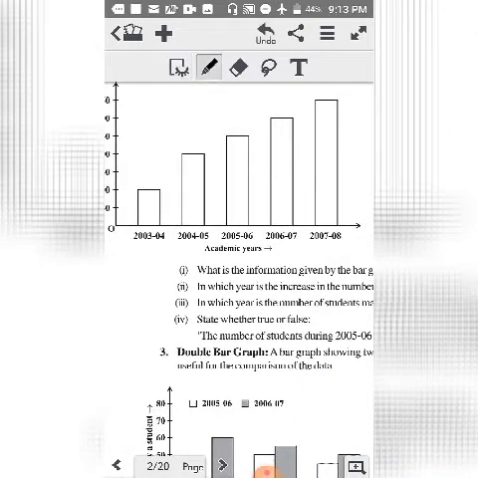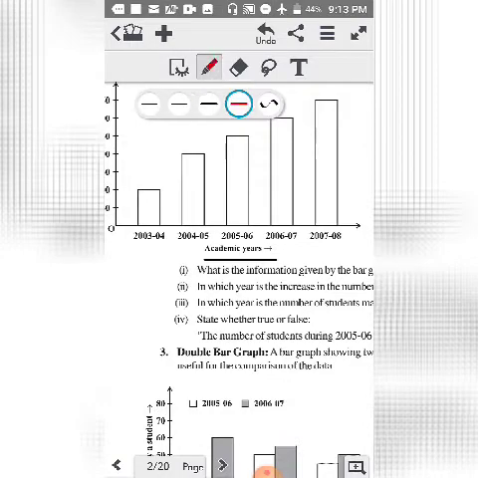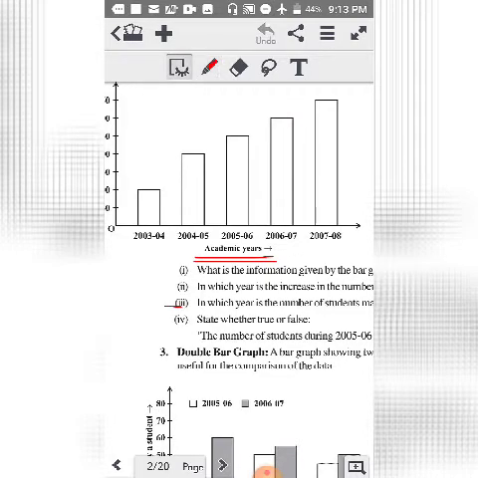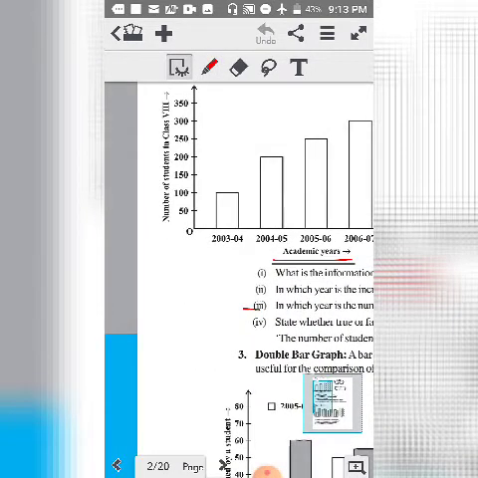It shows the information given in the form of academic years, and on one side it shows the other information, number of students. So this is the information given by it.